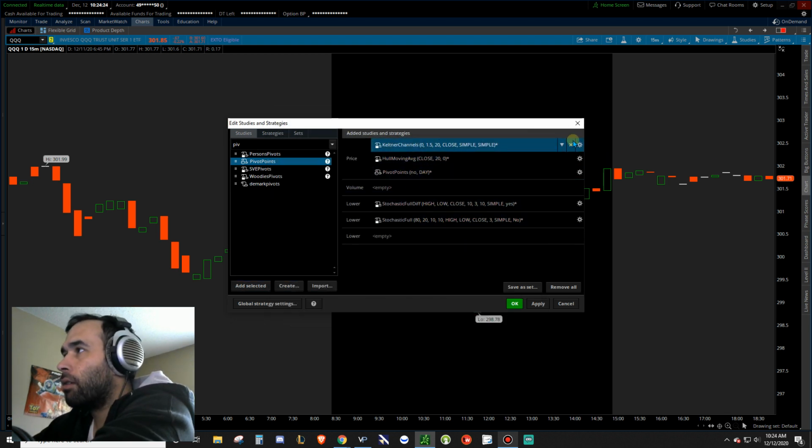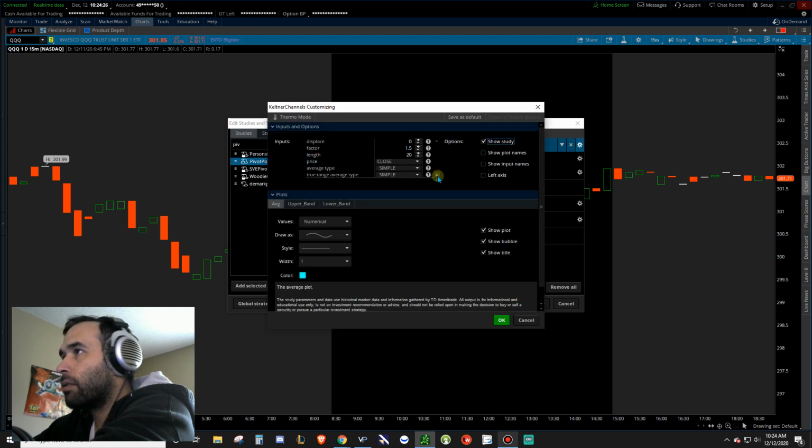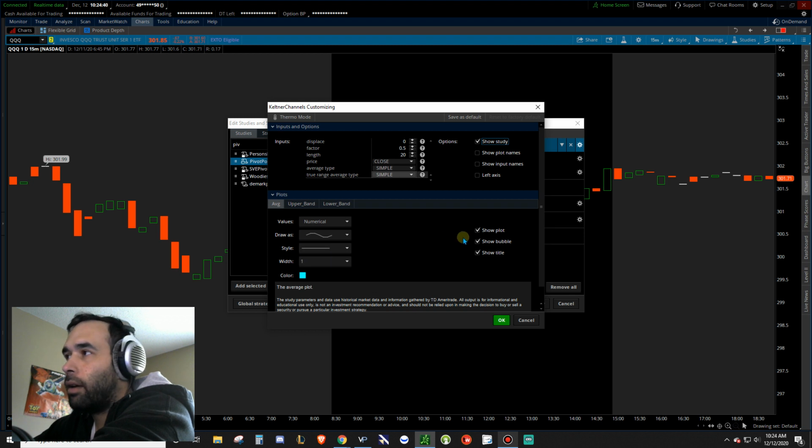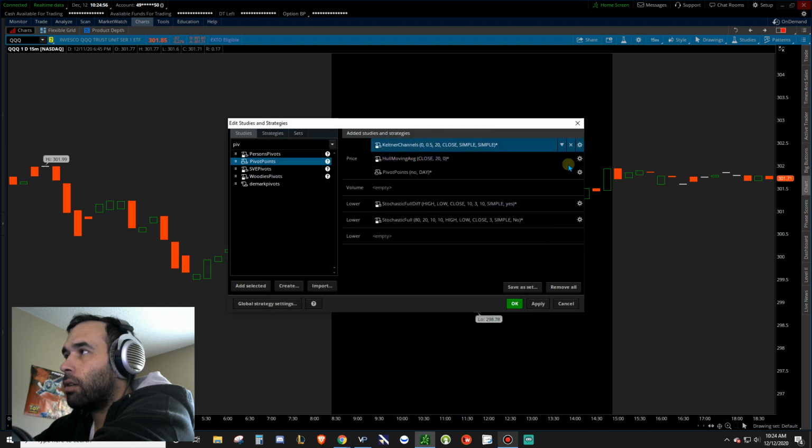Okay, so on the Keltners, the settings are basically just this factor needs to be 0.5. And then everything else, I think, is already good to go. So the next thing you want to do on the Keltners is get rid of the average. So you've got these three. This average is going to be that middle line. Get rid of that. Just unclick the show plot. And then for the upper band, make it green, and the style is going to be this broken line here. The lower band is going to be red, and the style is going to be that. So you should be set there as far as Keltner goes.